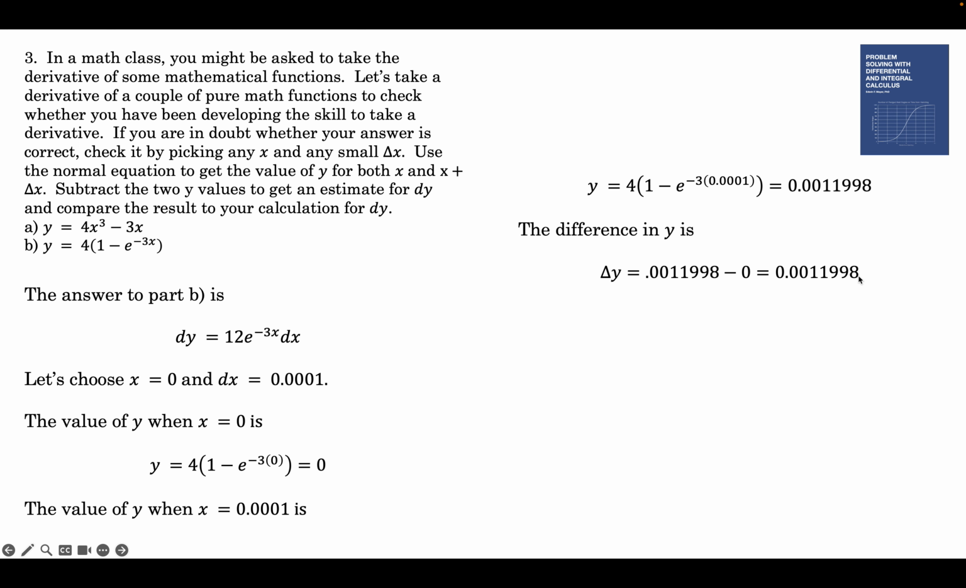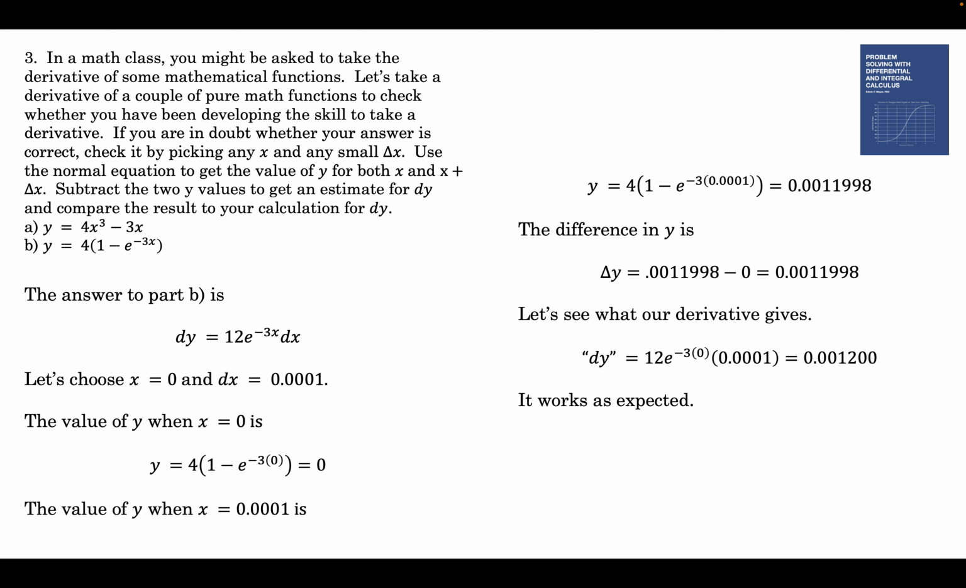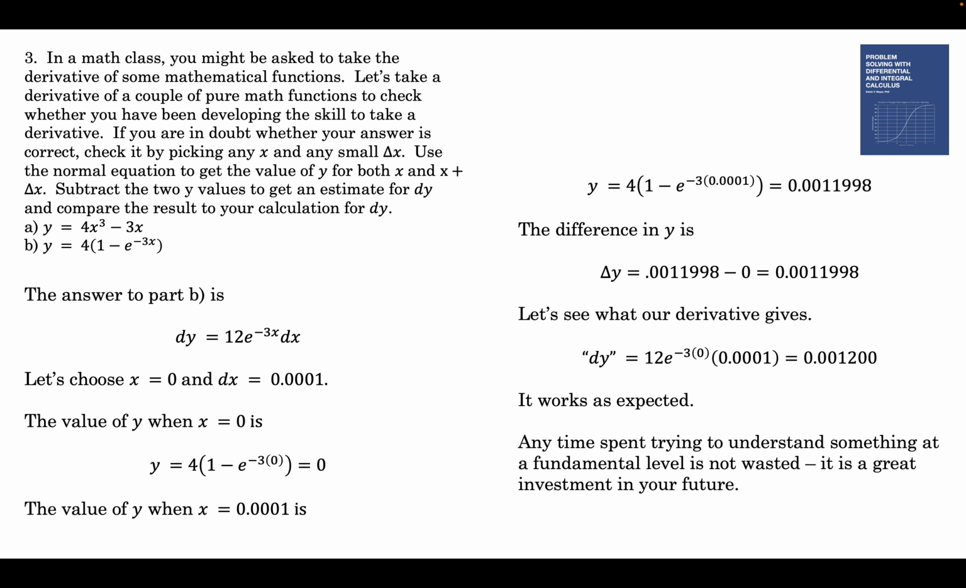0.0011998. Now we can use the derivative, which is 12 e to the minus 3x dx. We're going to plug in a 0 for x right there, and for dx, we're going to go 0.0001. And we get 0.001200. And the difference was 0.0011998. Those are very, very close. It works as expected. We're happy.